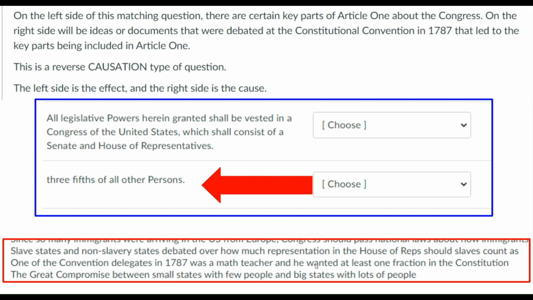So, why the heck does the United States have a national legislature that's in two parts? Well, it was a problem between big and small states at the Constitutional Convention. So if we go down to the answers, the bottom one, the great compromise between small states with few people and big states with lots of people, that produced the compromise that gave us both the Senate and the House of Reps. Okay?